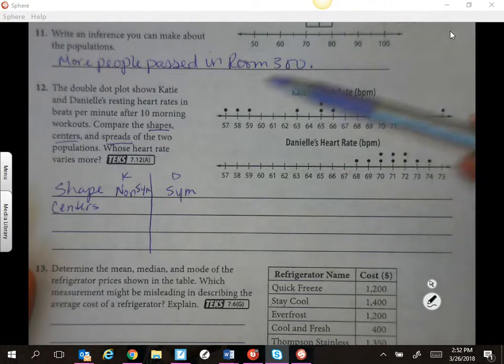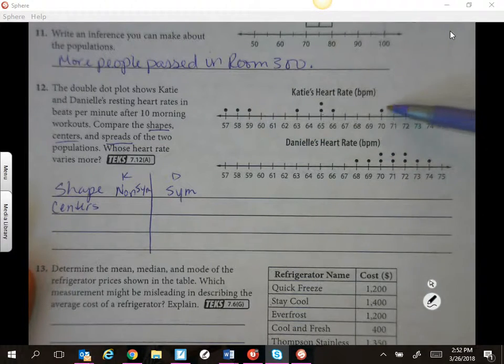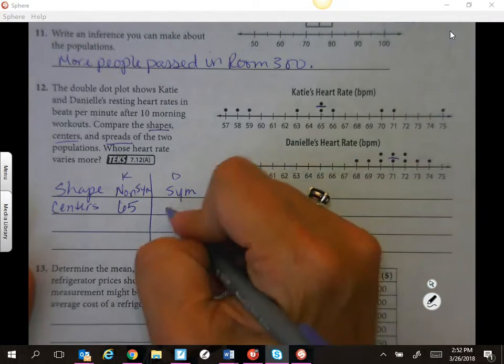So let's start with Katie, 1, 2, 3, 1, 2, 3, 1, 1. So it's going to be here in the middle, so 65. Whereas Danielle is 1, 2, 1, 2, 1, 2, 1, 2. So it's going to be 71.